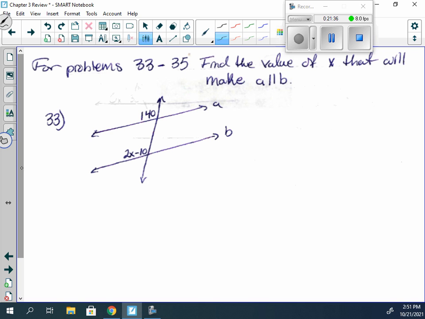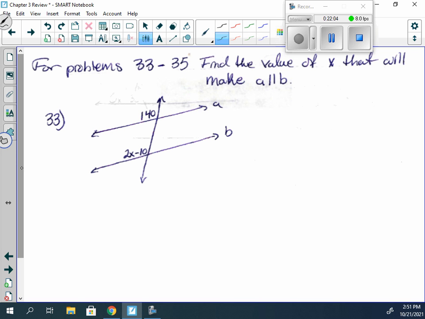Actually, 33 through 35 is the exact same thing as what we just did. The only thing is that they're rephrasing it to find the value of x to make A parallel to B. Well, if they're parallel, then we would either have them be congruent or supplementary, kind of like what we did on the last one. This one here, we're just saying what's the value of x that would make them parallel. But it's the exact same thing. Is there one of these that you all want to look at?